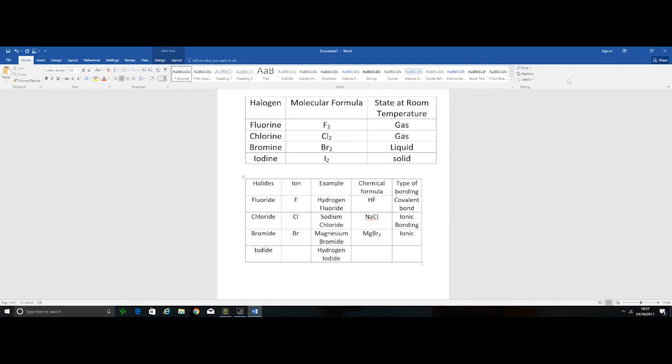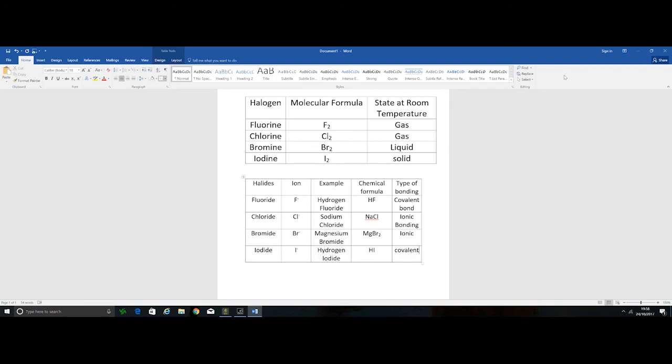So if you've done this already by yourself, have a look. When it becomes an ion, it's going to be iodide, which will have a negative charge. Hydrogen iodide, which is HI, and you will learn more about covalent bonding later on, but just trust me for now, this is covalent bonding because it's 2 non-metals that have reacted together.